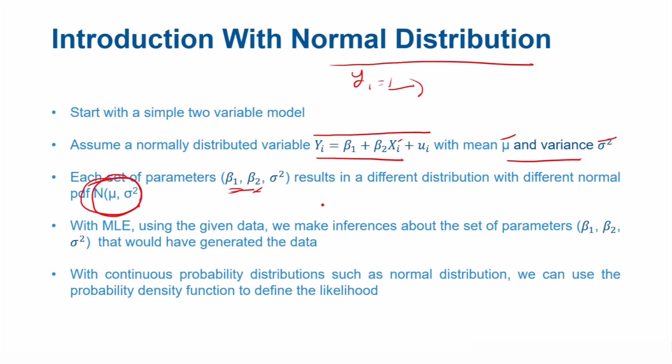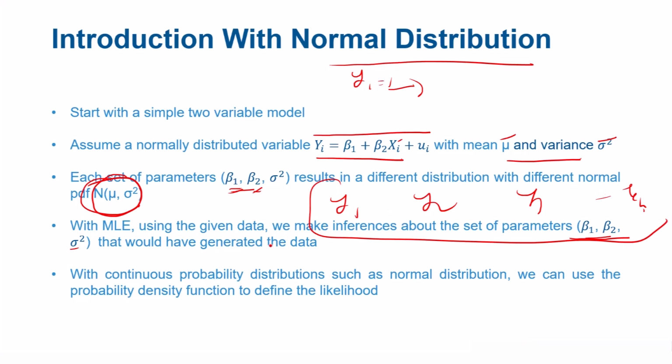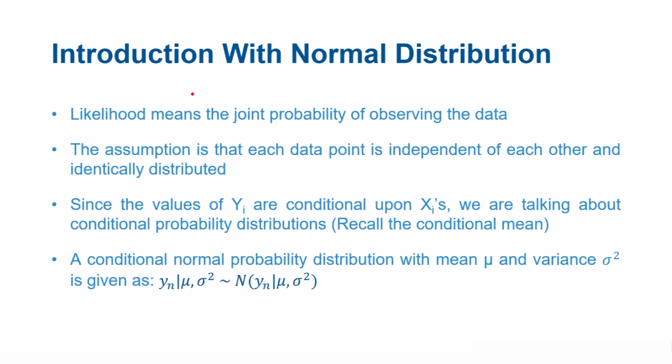Now, what we are essentially trying to do is that given these data points y1, y2, y3 and so on up till yn, these are the given data points, we are trying to infer what is the set of parameters beta 1, beta 2, sigma square that would have generated this data. Now, since we have assumed a continuous probability distribution, which is normal distribution, we'll use the probability density function corresponding to this normal distribution to define the likelihood function that we want to maximize.